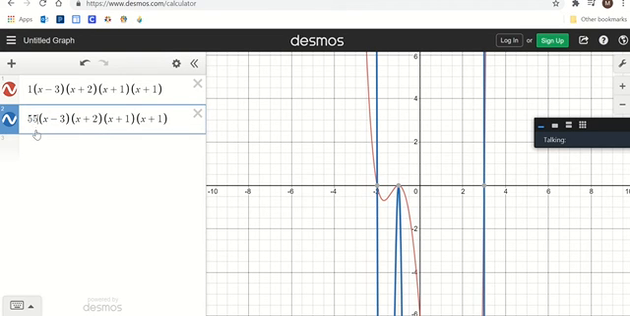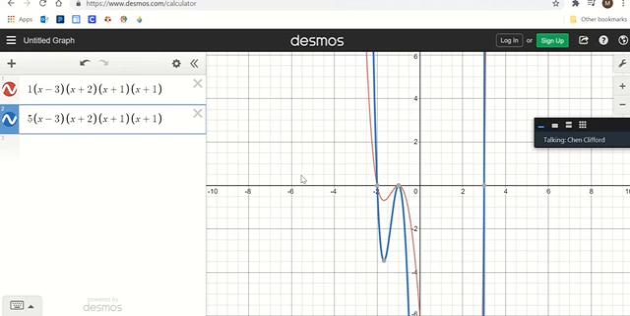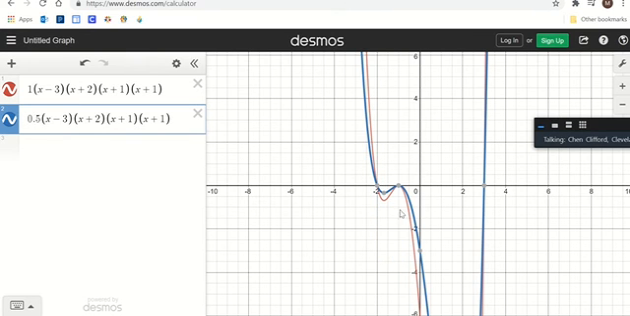Or heck, a 55. Okay, let's make it 5. I'm not going to get that crazy. It's vertically stretched, and you still get the same x-intercepts. Okay, I'm going to change this to a fraction. Same thing. Check it out. Instead of stretching it, it compresses it vertically, and you still get the same x-intercepts.